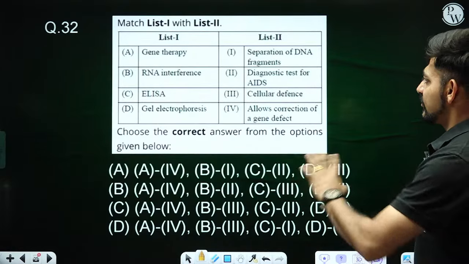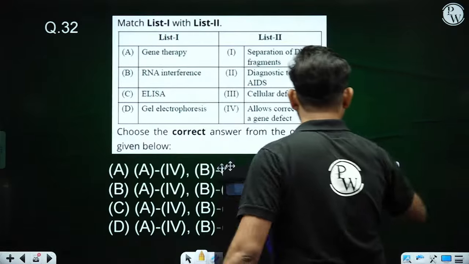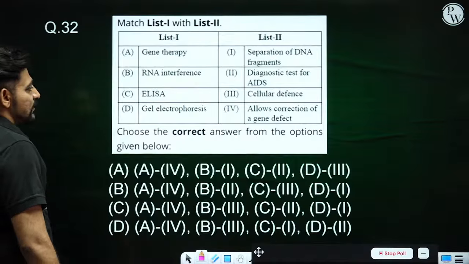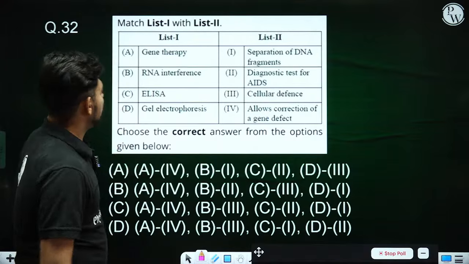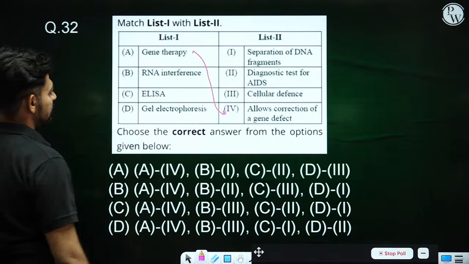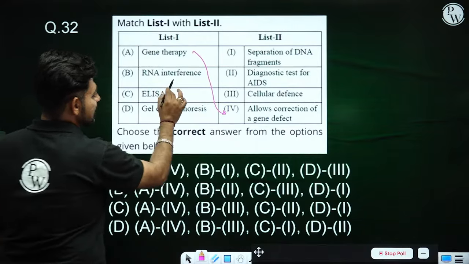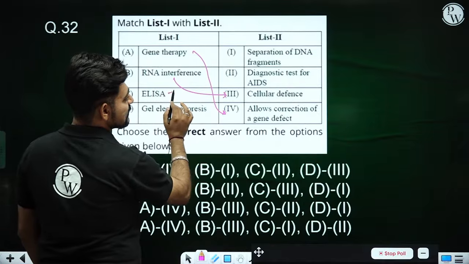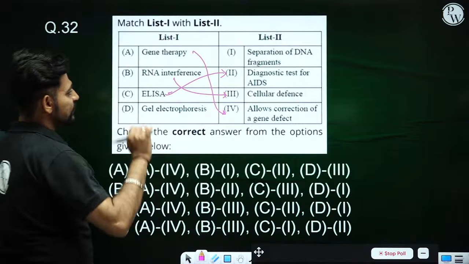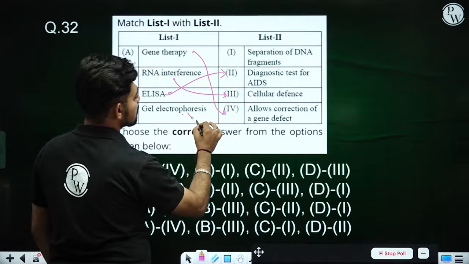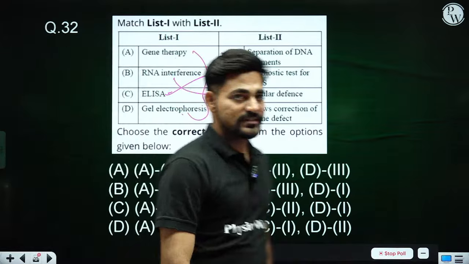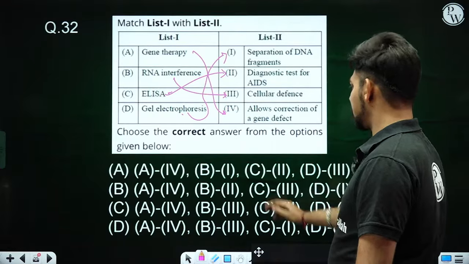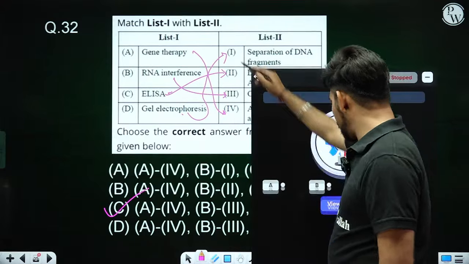Next question. So you have to match the following. I am sharing the poll here. Match the following. Gene therapy is very easy. Gene therapy allows correction of gene defect. RNA interference is a cellular defense mechanism in eukaryotes. ELISA is a diagnostic test for AIDS, not a confirmatory test. Remember, gel electrophoresis is a separation technique for DNA fragments according to their size. So the answer will be A for 4, B for 3, okay, C for 2. So option C is our right answer.